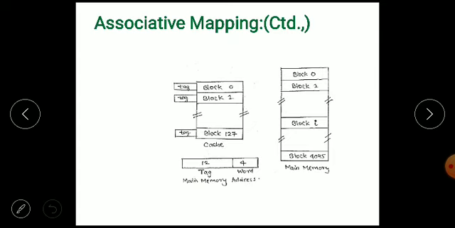Here in the address field there are 16 bits, and the lower order 4 bits represent the word. That is, a block will have 16 words, and this selects which word we are moving into the cache memory. So it represents a particular word from the 16 words. And this 12-bit field represents the tag field. Now you must have understood what associative mapping is.